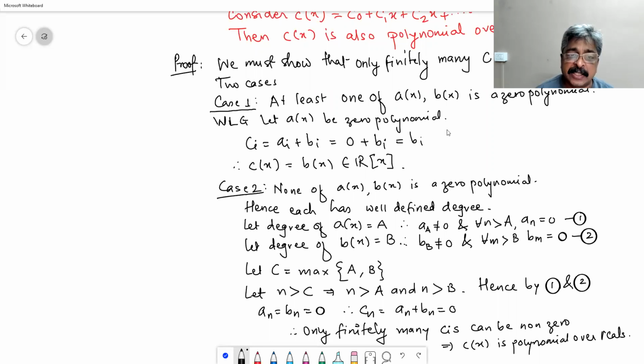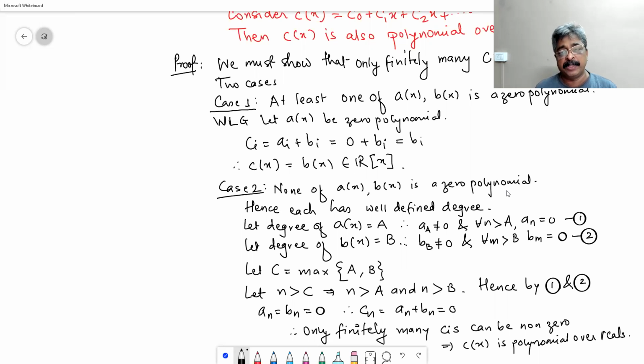Then suppose a of x is a zero polynomial, that means all ai's are zero. We have been given that ci is equal to ai plus bi, so 0 plus bi, therefore bi. Therefore ci, the new polynomial's coefficients, will be equal to the coefficients of polynomial b of x. So c of x will be equal to b of x. Both these polynomials will be equal because a of x is the zero polynomial. So therefore it is a polynomial. We have proved case number 1.